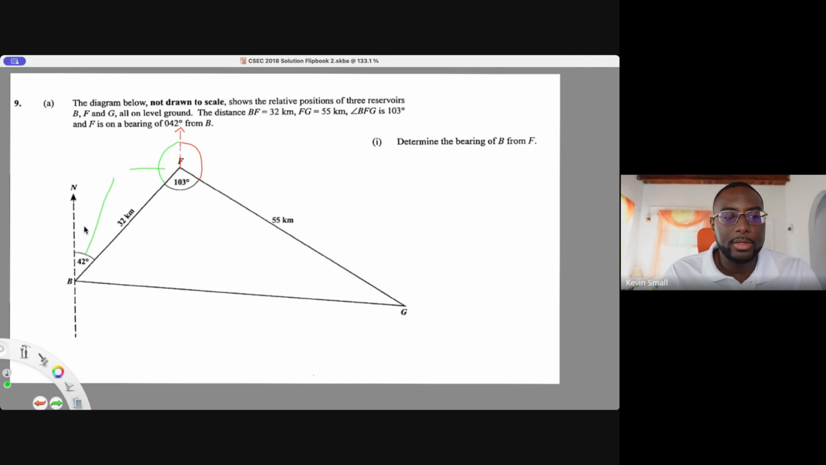So my first set of working is going to be this. I am going to take 180. I'm going to subtract 42 degrees from it. And that is going to give me the 138.